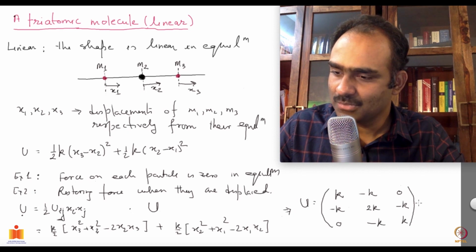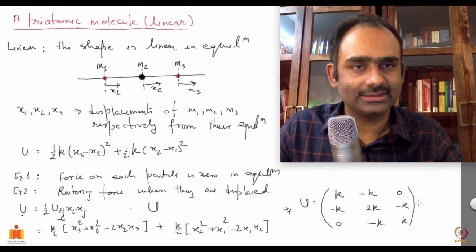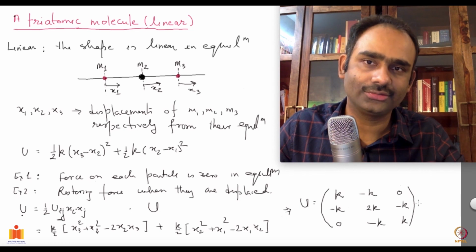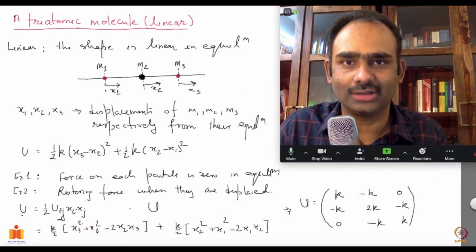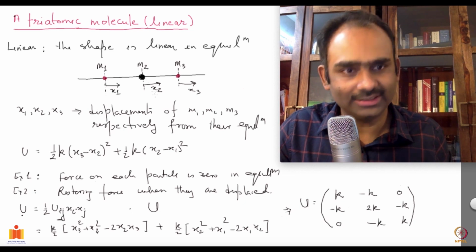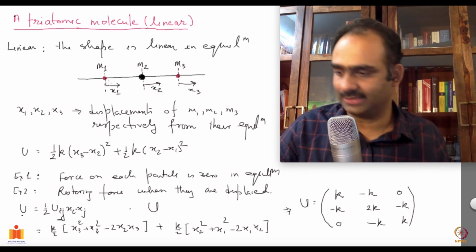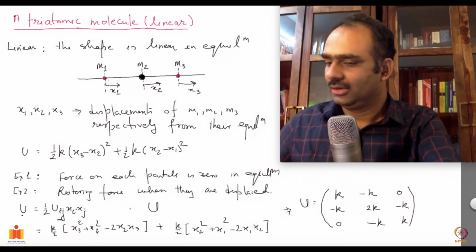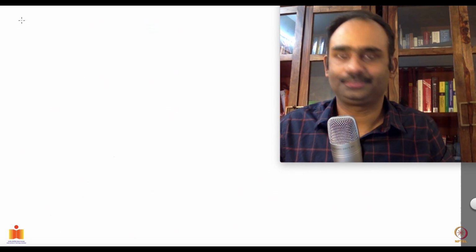Okay, and also this fact that this is a symmetric matrix is independent of your choice of the labels you have put here for the particles. So even if you start calling this one as x2 and this one as x1, the matrix will change, but it will still remain symmetric. Okay, that's good.